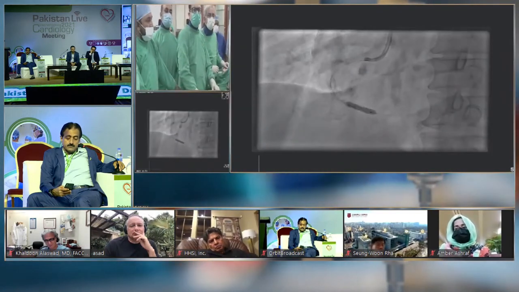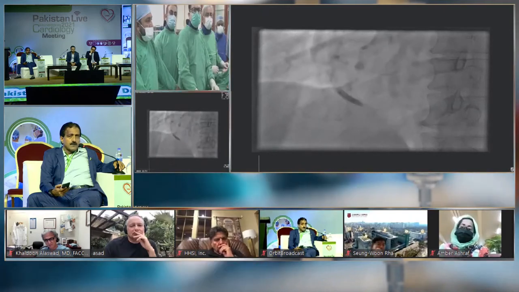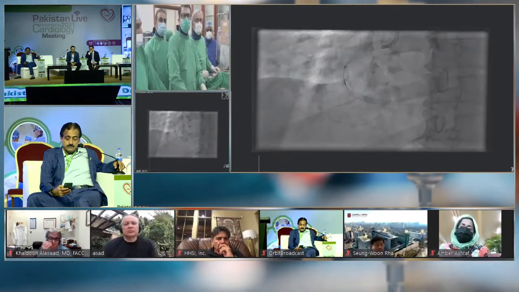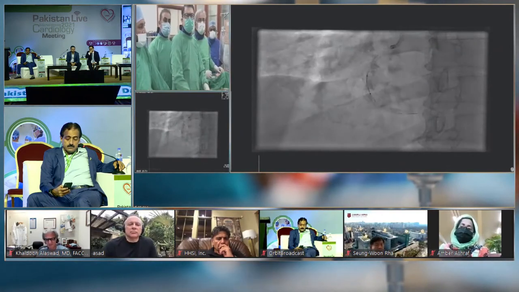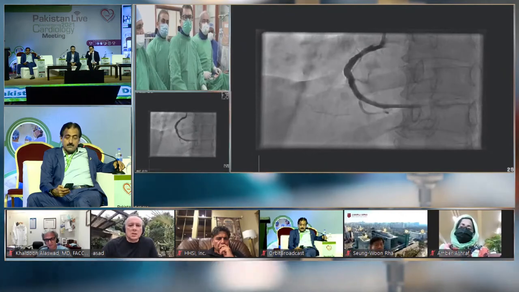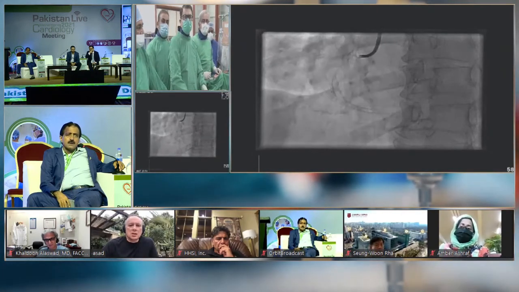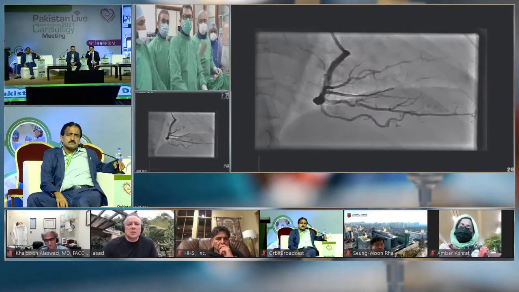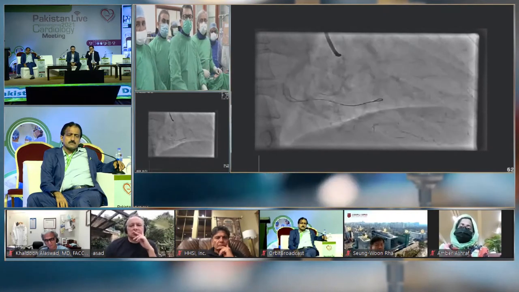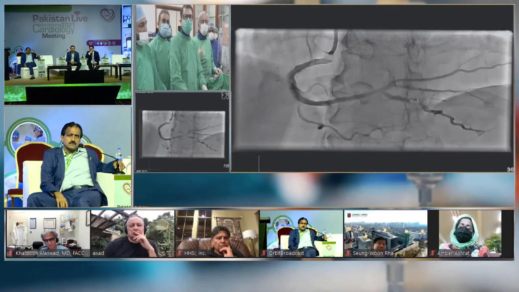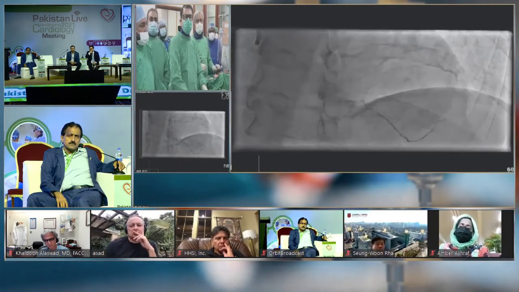Next, please. And that's a very wonderful result. Now we come to the left side. There are the wonderful pictures. Great vessel. You can see some cross-filling from this side. Next, please. And so now we're going to talk about the CTO LED.